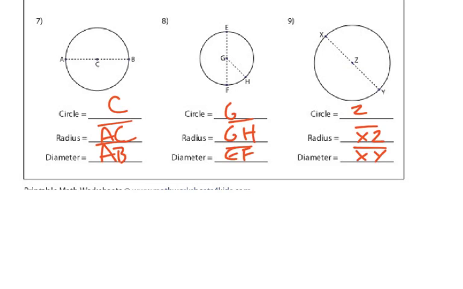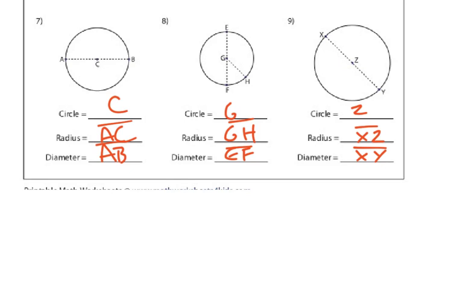Okay, so number 7, we have circle C, radius line segment AC, and diameter line segment AB. Number 8, we have circle G, radius GH, and diameter line segment EH. Number 9, we have circle Z, radius XZ, and diameter XY, and all those are line segments. So hopefully this is making sense.